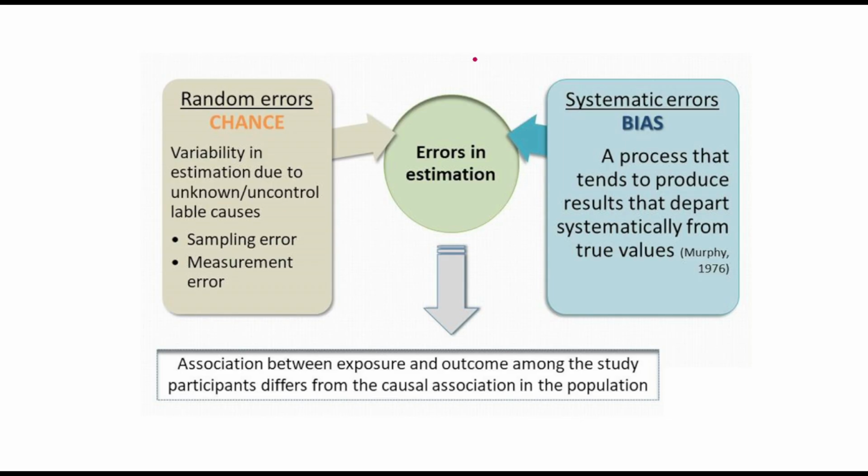See over here. This information given on this slide has to be kept in your minds. See bias over here. There are two types of errors. One is random error and one is systematic error. Bias, which is a part of systematic error, is also called a process that tends to produce results that depart systematically from true values. This is what is given in our question. Okay, so please remember this point.